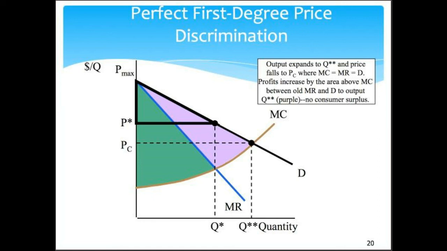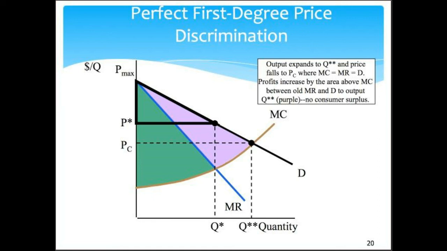So we're going to end up in a situation where output is going to be Q double star, and that's at the point where the demand curve crosses the marginal cost curve. So output is going to be at the competitive level. Now, the next difference is the company's profits are going to be a lot bigger. It's now going to be the area below the demand curve and above the marginal cost curve. So their profits are now the purple area as well as the green area.